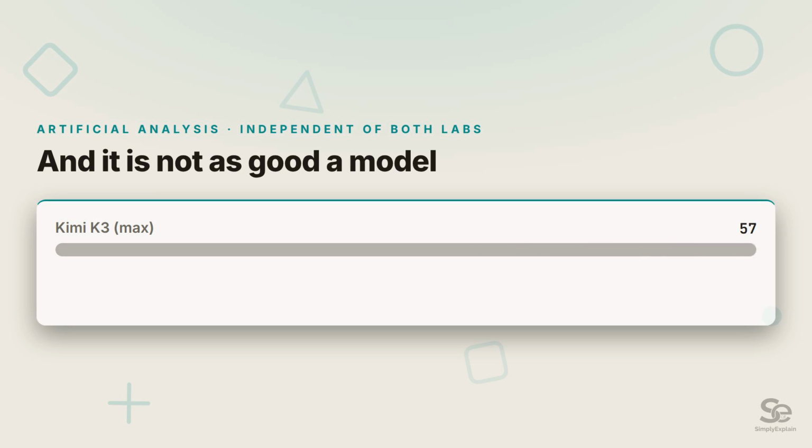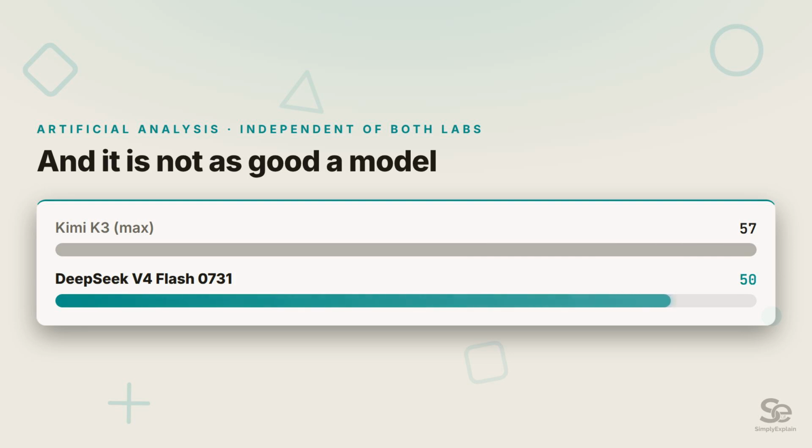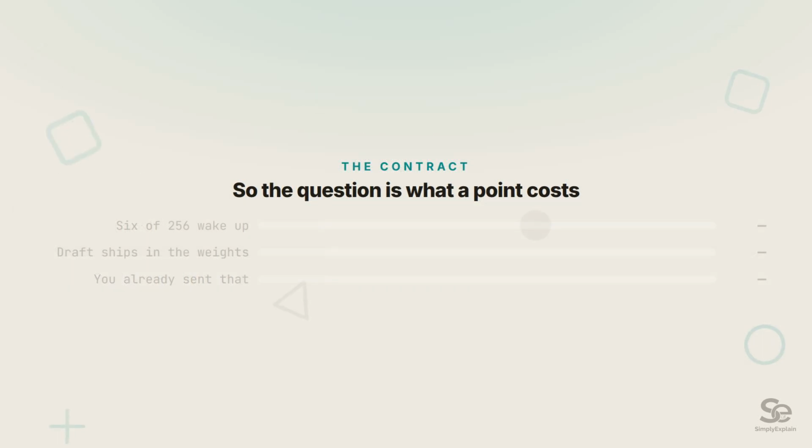And before that price does your thinking for you, it is not as good a model. Independently scored, it lands 7 points below K3. So the interesting question is not which is smarter. It is what a point of intelligence costs. And on that measure, the gap is not 50 times, it is bigger.